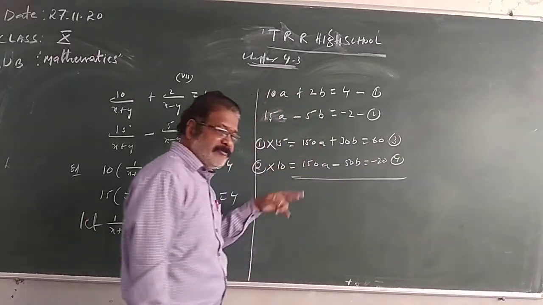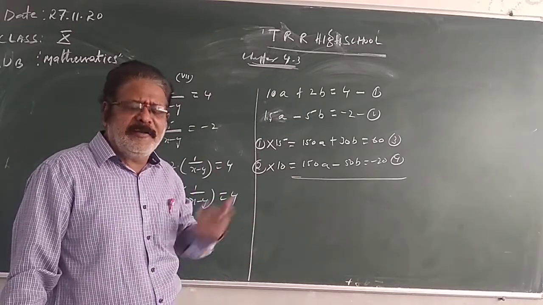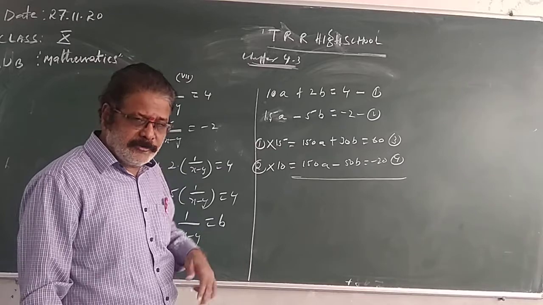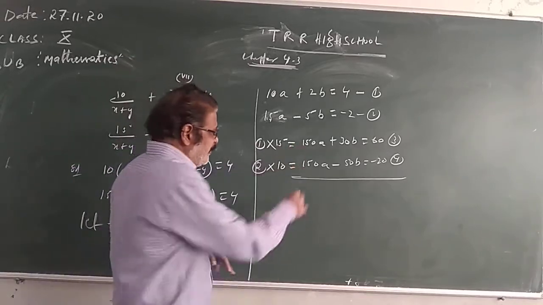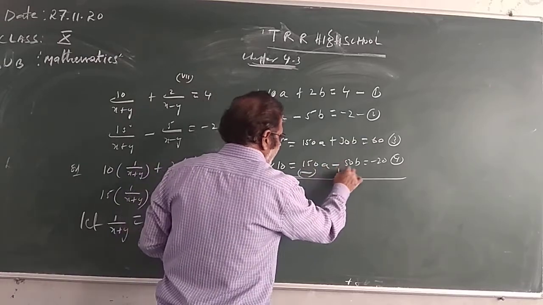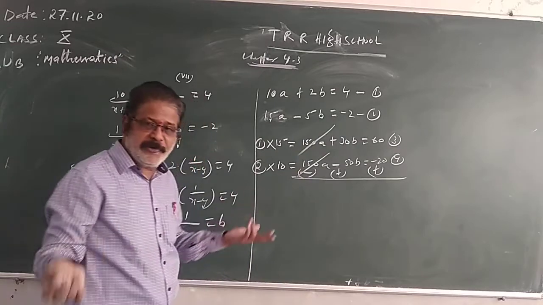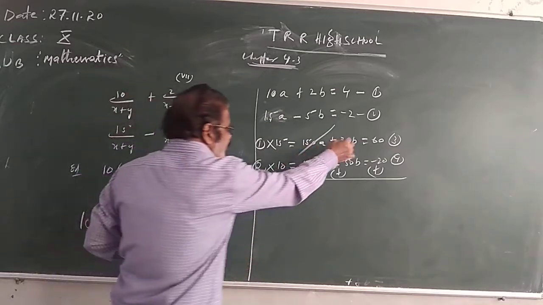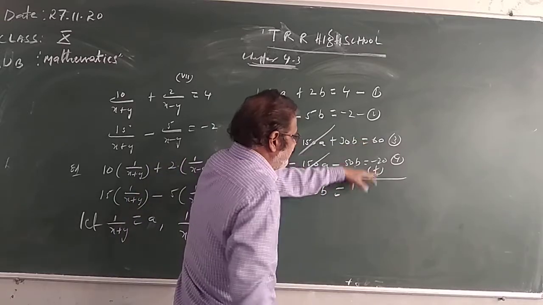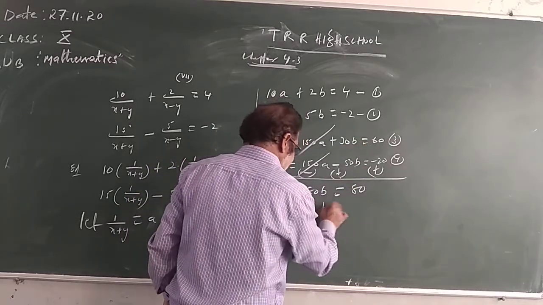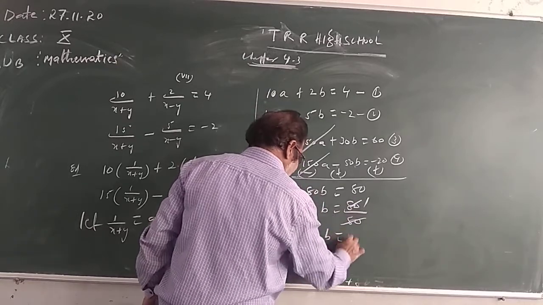They have the same coefficient, but they do not have different signs. They are the same signs. To get them cancelled, we should have different signs. This is plus, change the sign, it becomes minus. Minus becomes plus. Plus 150a minus 150a is 0. Plus 30b plus 50b is 80b, is equal to plus 60 plus 10, that is 80. b is equal to 80 by 80, that is 1. So we got the b value.